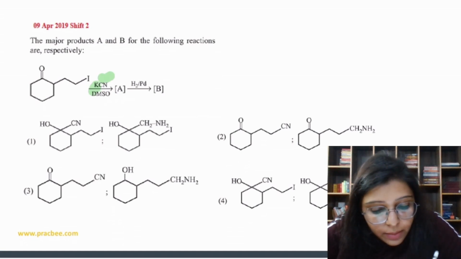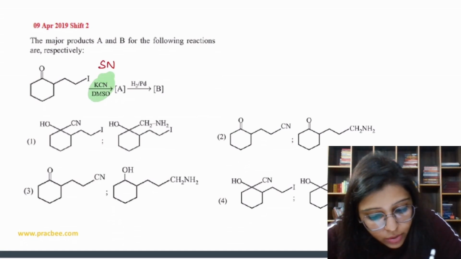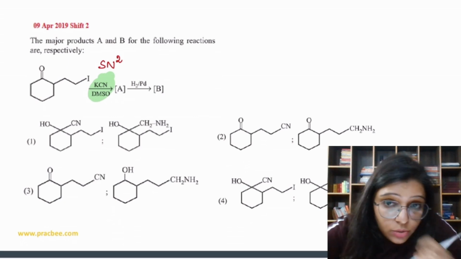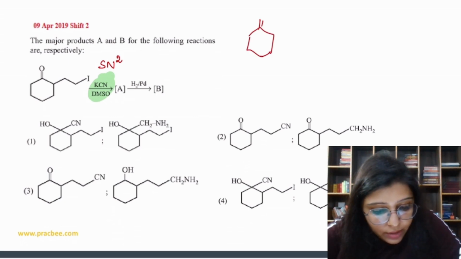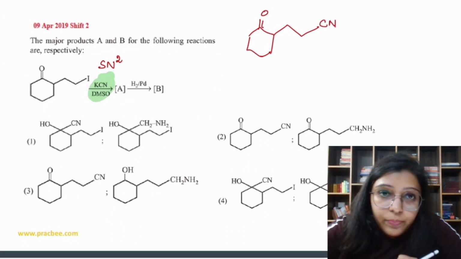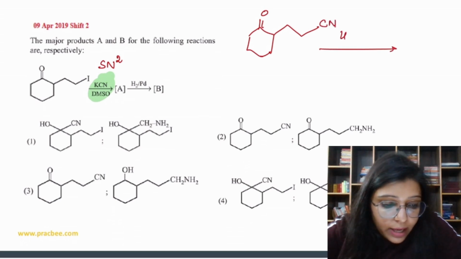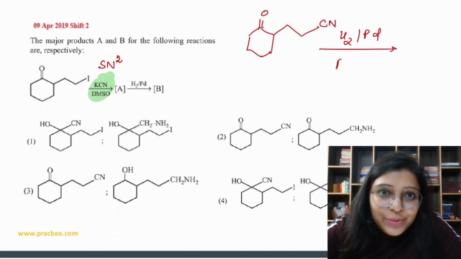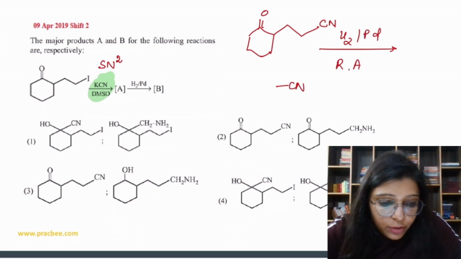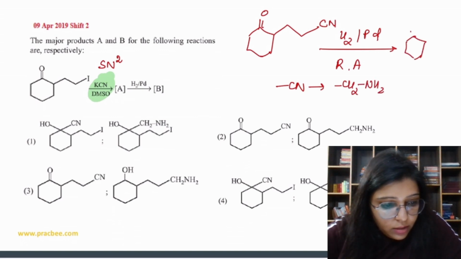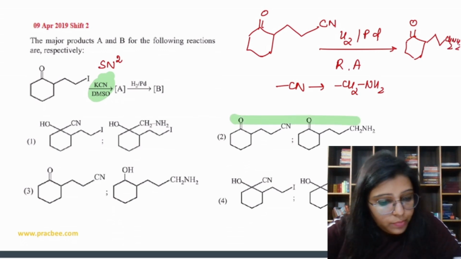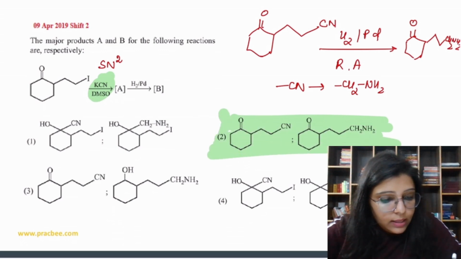So KCN and DMSO. It means it shows an SN2 reaction. So if it shows an SN2 reaction, we should have the double bond, and here in the place of I we write CN. Okay. Now H2 palladium, a reducing agent. So it reduces cyanide to CH2NH2. So we get the double bond O and then CH2NH2. Okay, so option 2 is the correct answer.